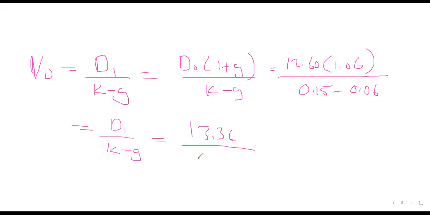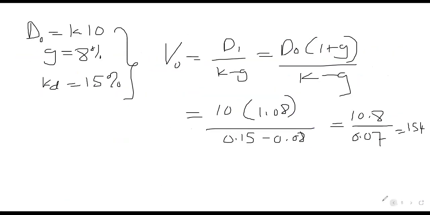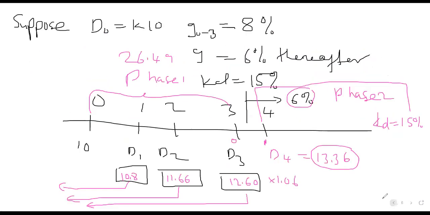The market rate, 15 minus 6% is 9%, which we calculated 13.36 divided by 7%. Okay. So this will give us what? 13.36 divided by 7%, which will be 190.86. Now, this is the value of stock as at year 3, because our V0 is at this point here.